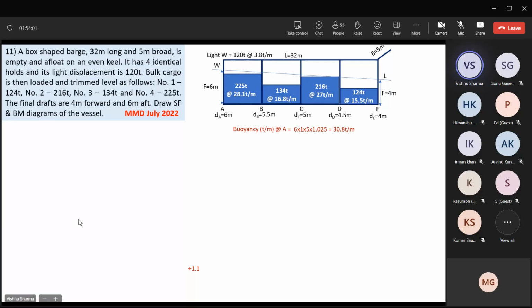Will this be the buoyancy per unit length at A? Please see and let me know if you have any question. Buoyancy in tons per meter at A will be the draft of 6 meters continuing for 1 meter length over the entire breadth of 5 meters, that is the volume, multiplied by 1.025. Is that clear, beta? Clear, guys?